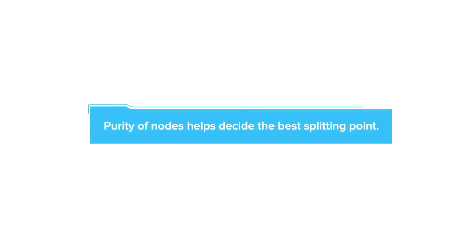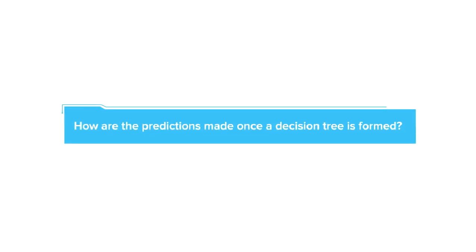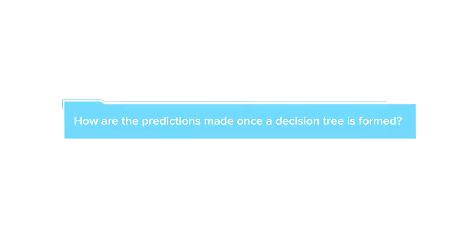There are techniques to decide the purity of nodes based on which we can decide the best splitting point and hence make the split. We will discuss how purity of nodes is determined in the subsequent topic. Let's first understand how the predictions are made once a decision tree is formed.